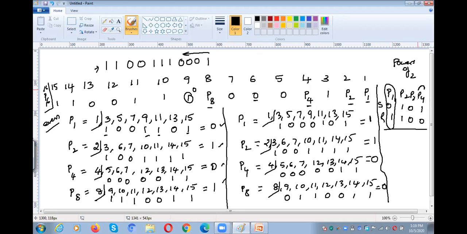And at P4, sorry, P8, this one. At P8 also there is a change. So the P8 also changed from 1 to 0. So at positions P1 and P8, there was a change. So if we add 1 plus 8, it is 9. So the ninth position, the value is changed to 0. So you know the location where the data was changed. So we can replace it with 1. Like that we can correct the errors.